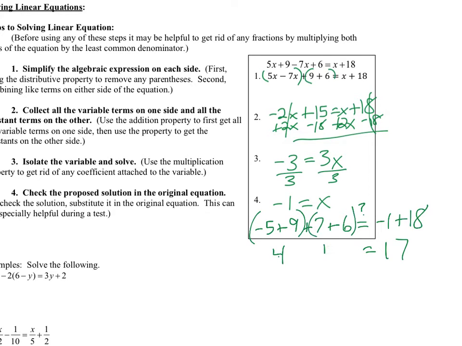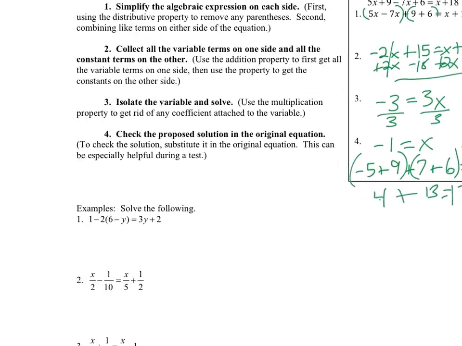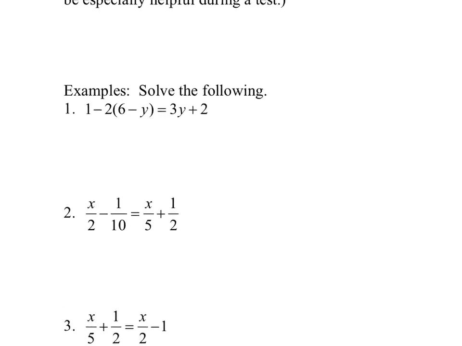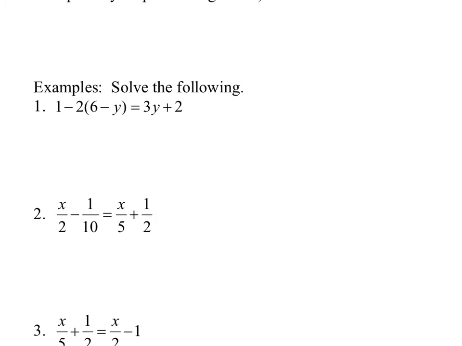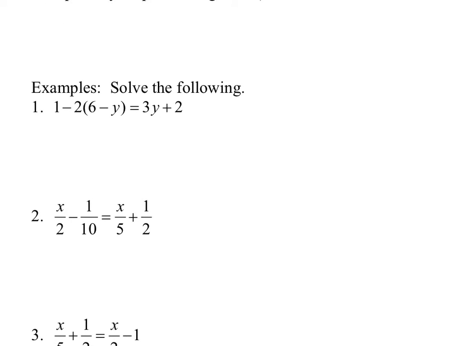Now, when I do the other side, this is 4, 7 and 6 is 13, and 13 and 4 is indeed 17. So yes, it worked. That means our solution was correct. All right, so here, we're going to solve these. Sorry, I'm just adjusting things.